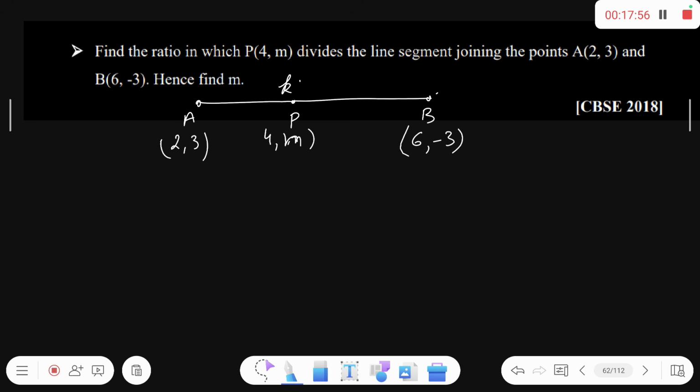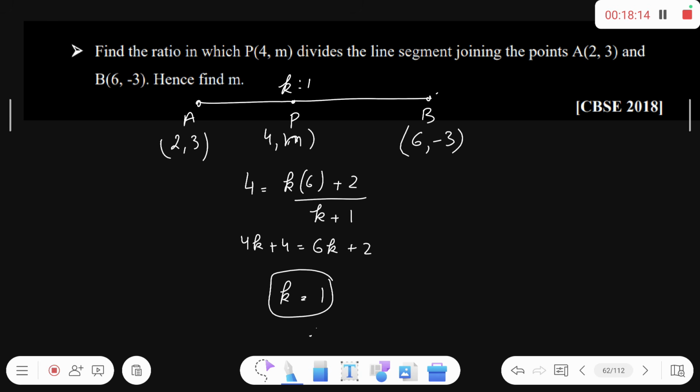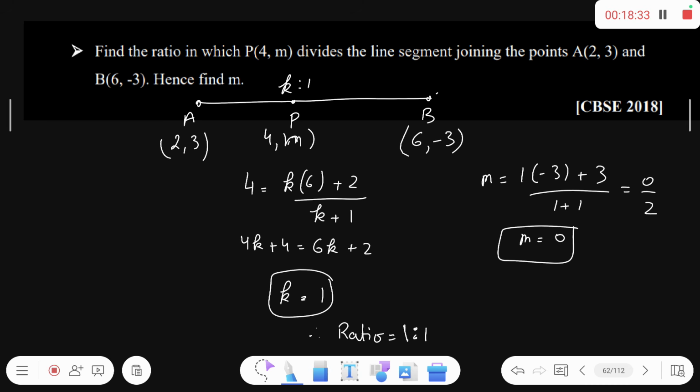Let the ratio be k ratio 1, then 4 is equal to (k times 6 plus 2) upon (k plus 1), or you can say 4k plus 4 is equal to 6k plus 2, or k is equal to 1. Therefore the ratio is 1 ratio 1, and the coordinate m is equal to (1 times minus 3 plus 3) divided by (1 plus 1), or m is equal to 0, since 0 by 2 is 0.